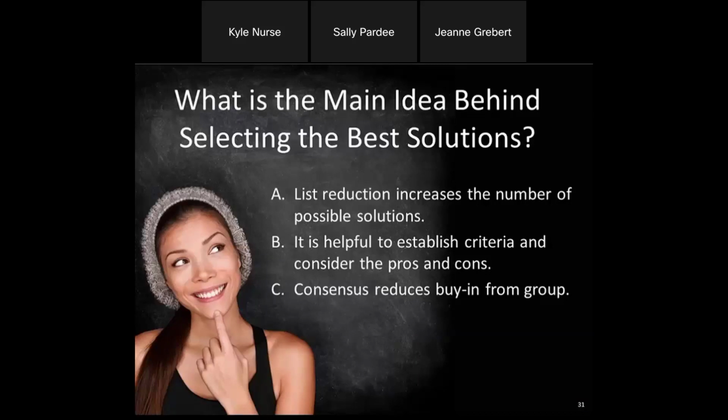Okay, so I'd like for you to notice that I've opened up the Slido panel on the right-hand side of the screen. The question is, what is the main idea behind selecting the best solution? And I want you to take your mouse and click on the option A, B, or C that you feel is the best answer.